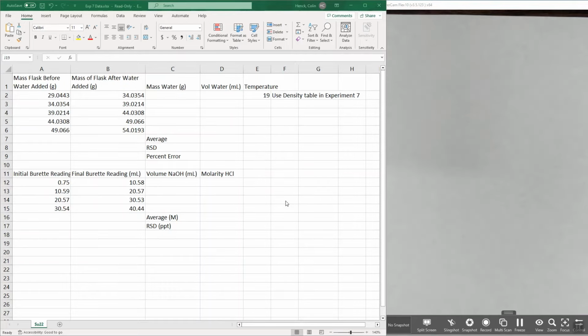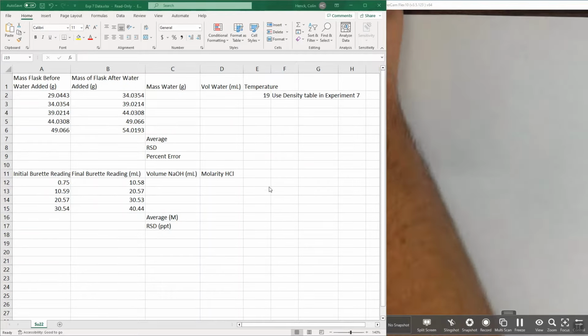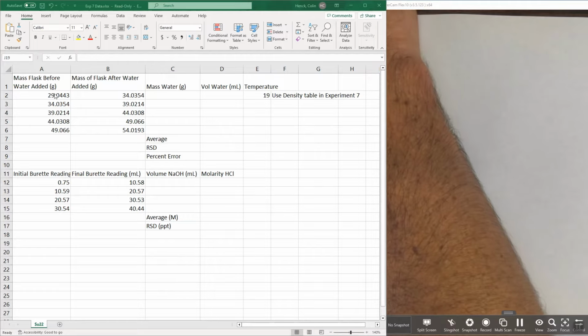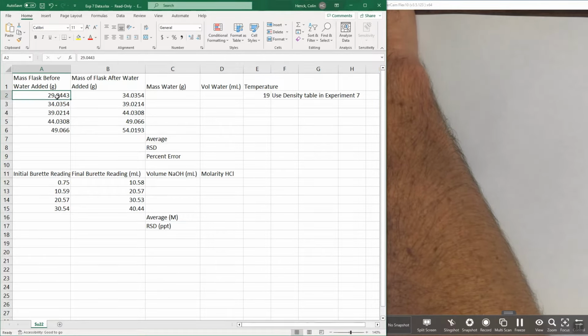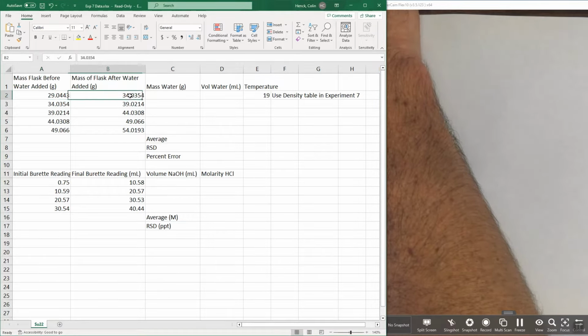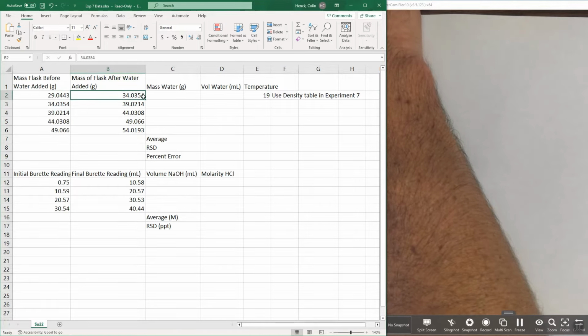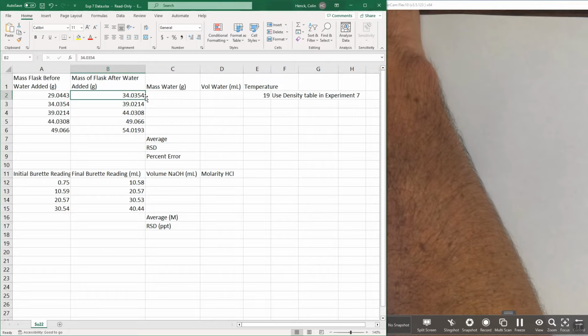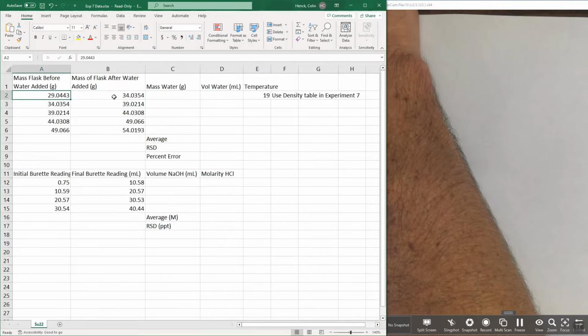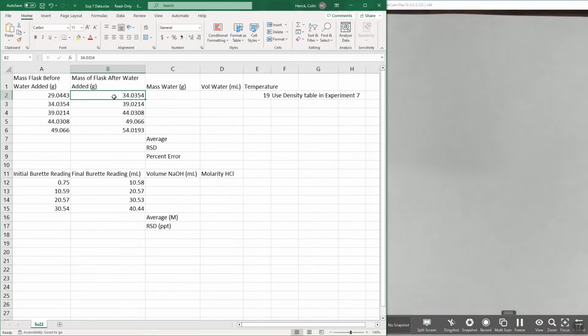In this part of the video, we're going to go over the data analysis. So you'll notice here that we have the mass of the flask before adding water. Then we add the 5 milliliters of water, and the mass of the flask goes up by roughly 5 grams. And the reason for this is the density of water is 1 gram per milliliter, so 5 milliliters of water from the 5 milliliter pipette should be about 5 grams. And this is part 1 of the experiment where we were simply pipetting 5 milliliters of water.